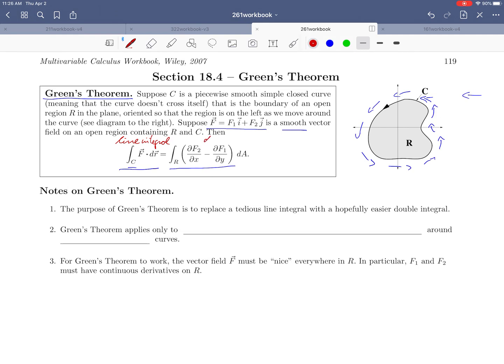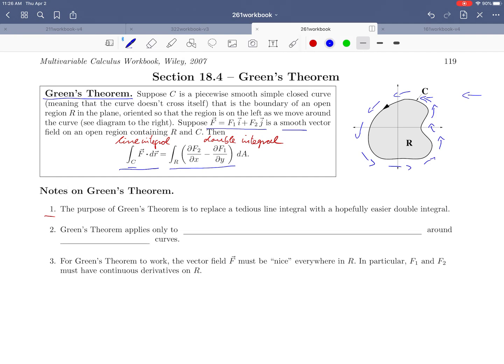So on the right here we have a double integral. And in our formula it may not look nicer, but for specific cases, when you are computing those partial derivatives and look at the region you're integrating over, hopefully it's a nice region, and so your double integral is easier to compute. So that's what note number 1 says. The purpose of Green's theorem is to replace a possibly tedious line integral with a hopefully easier double integral. Those are the cases when you should look to use Green's theorem.